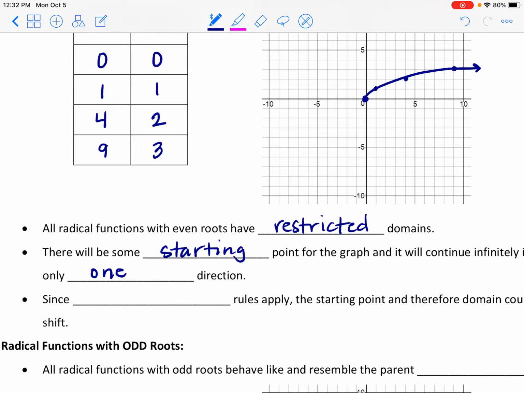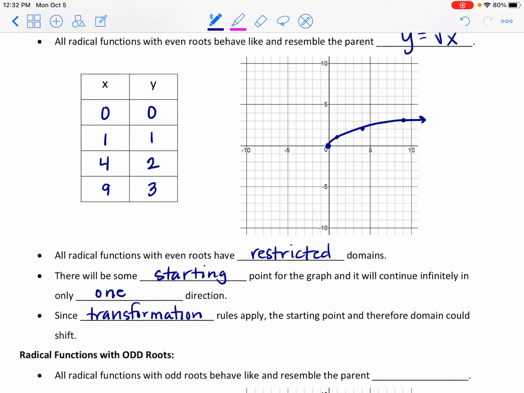And then, of course, we know transformation rules. Those still apply. So our domain for this particular function, we can see it in the table of values, the domain of the x values that apply here would start at 0 and go forever. So this domain is everything from 0 to infinity, right?